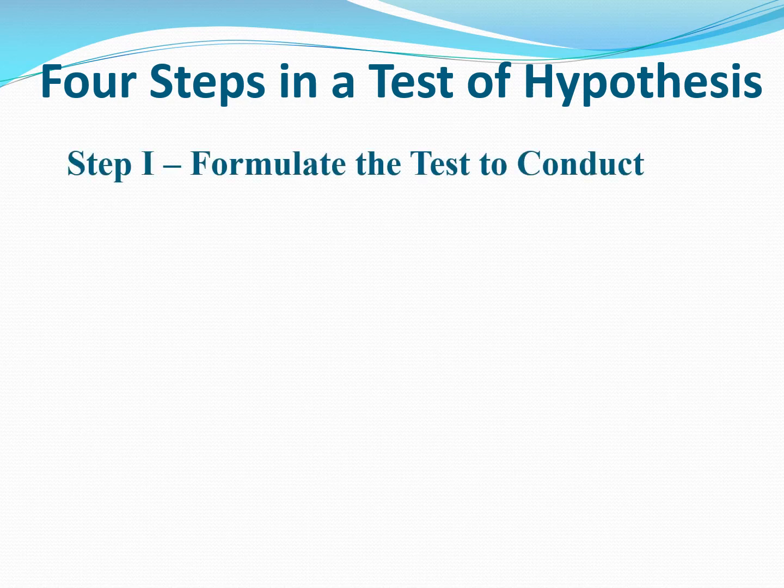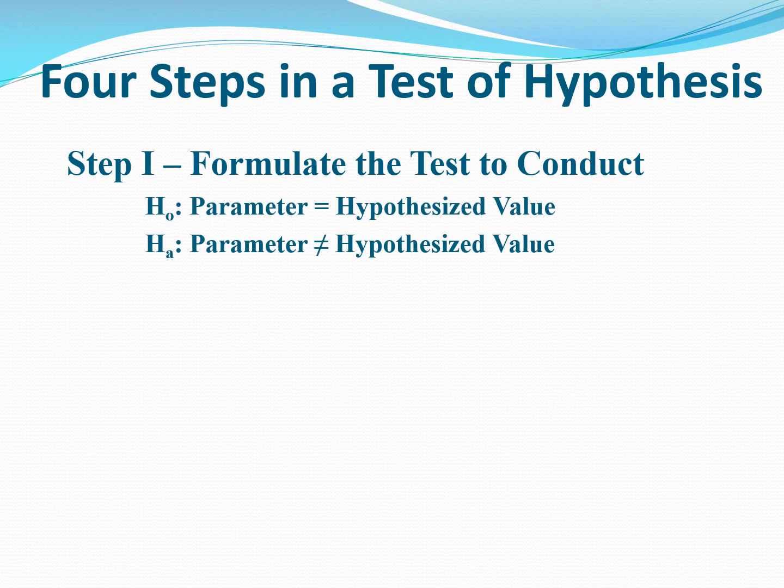The first is you need to identify or formulate the test to conduct, and that means you need to identify the null and the alternative hypothesis, and the same rules apply. The null is going to have a parameter, it's going to have a hypothesized value, and there's going to be an equal sign. So because we're working with a population mean, we're going to say mu is equal to some number, 100.